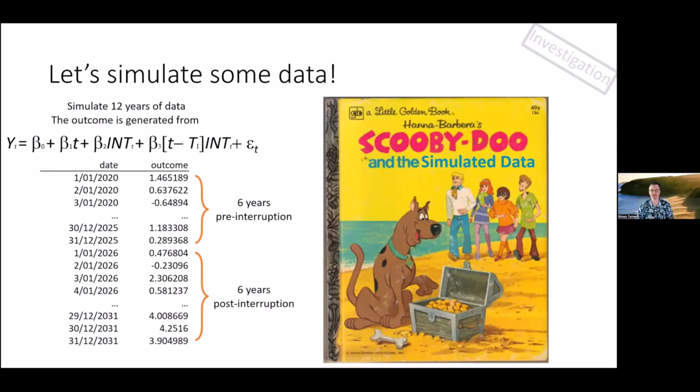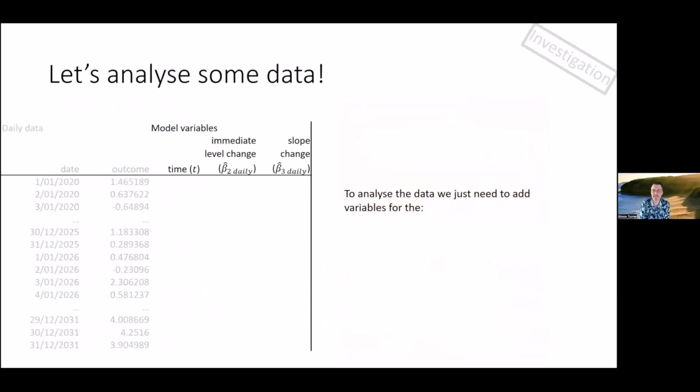But here we've got the formula we saw before, and I'm going to generate 12 years of data, 6 years before the interruption, 6 years afterwards. And in Stata, I just said, can you please just give me consecutive dates starting from January 2020 all the way through to end of December 2031. Bang, done. I then used the formulas from before, and we used a whole heap of different parameters and generated outcome data.